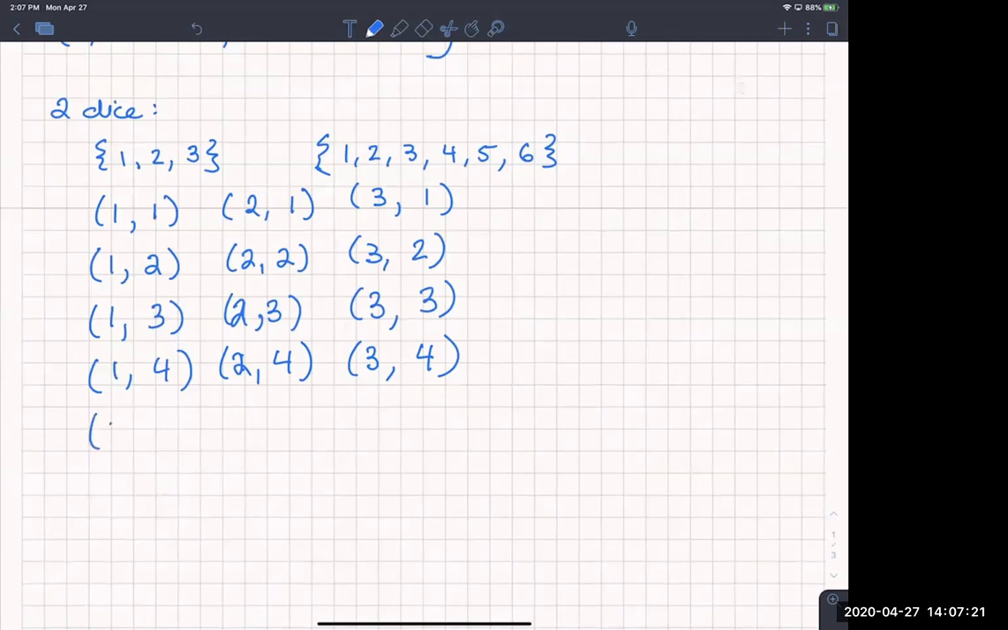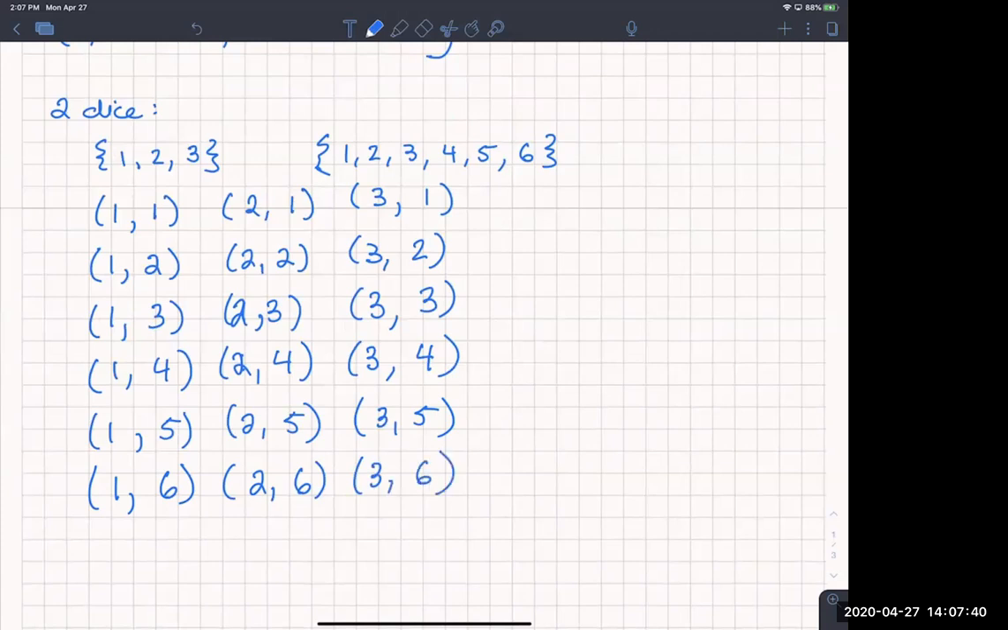Keep going. 1 on the first die, 5 on the second die, 2 on the first die, 5 on the second die, 3 on the first die, 5 on the second die. Then last one, 1 on the first die, 6 on the second die, 2 on the first die, 6 on the second die, 3 on the first die, 6 on the second die. So these are all my combinations, all right?